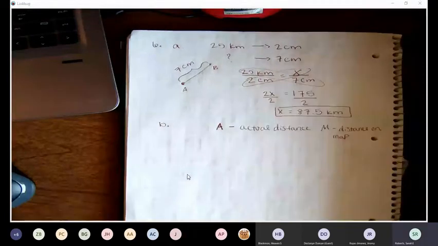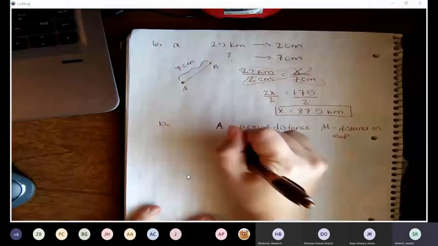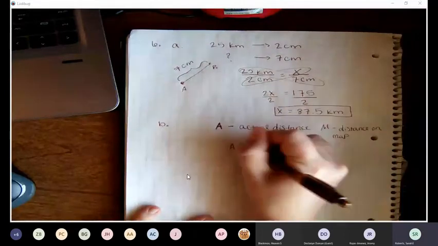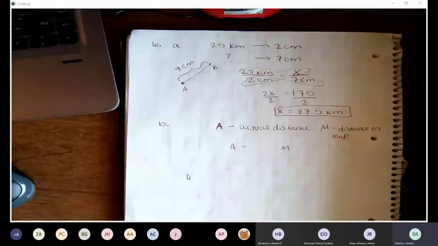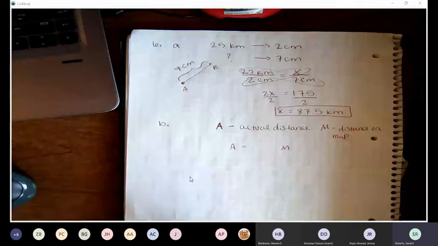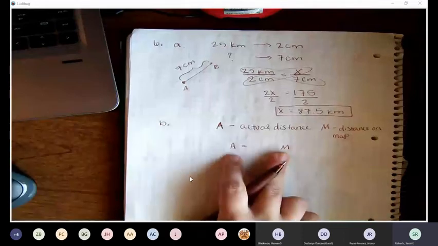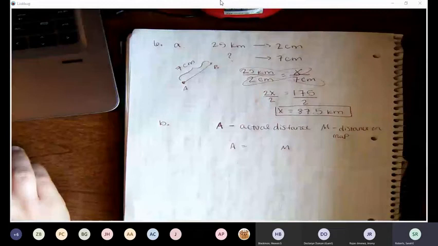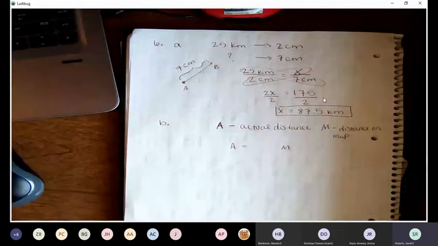Okay, so we're taking A and we want that to be expressed as a function of distance. So A needs to be isolated and then M needs to be on the other side. So how can we figure out this relationship? Because they're not equal to each other, right? 25 kilometers is not really 25 kilometers on the map, because that would be a ridiculous map and a not very useful map, right? So how do we figure out that constant that needs to be there?